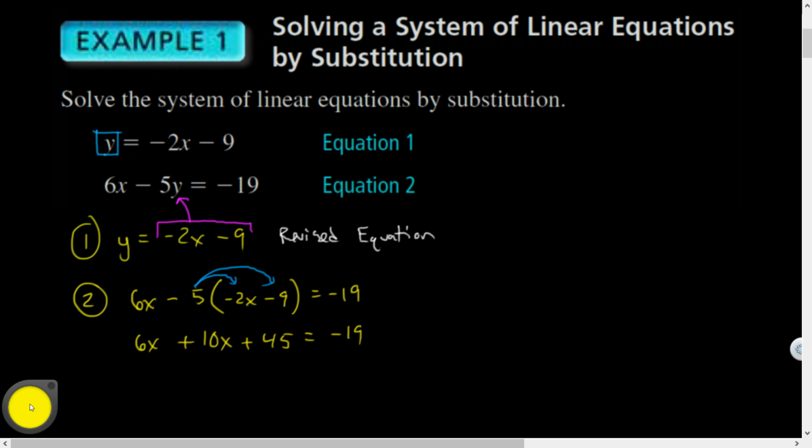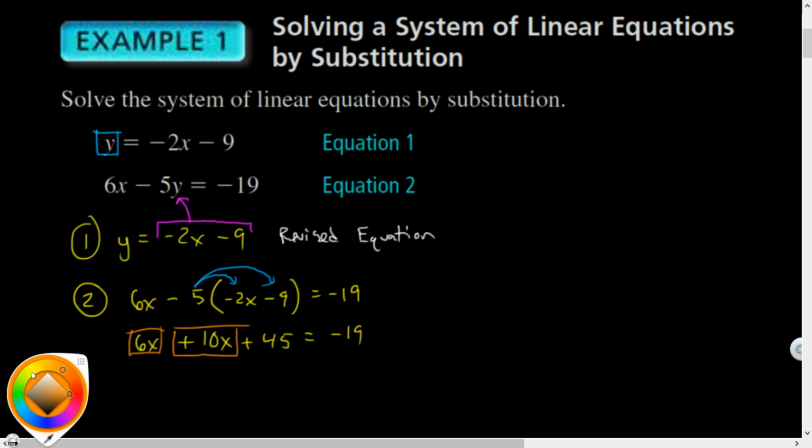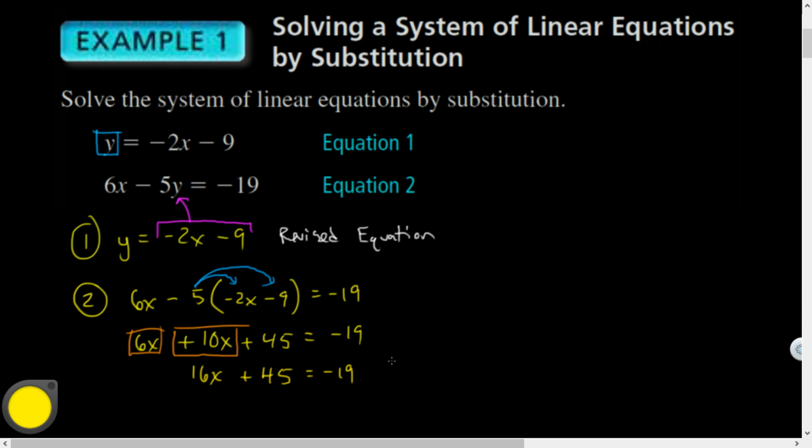Are there any like terms that I can combine? Does 6x have any friends? 6x and 10x, perhaps? That is going to be 16x, plus 45 equals negative 19.